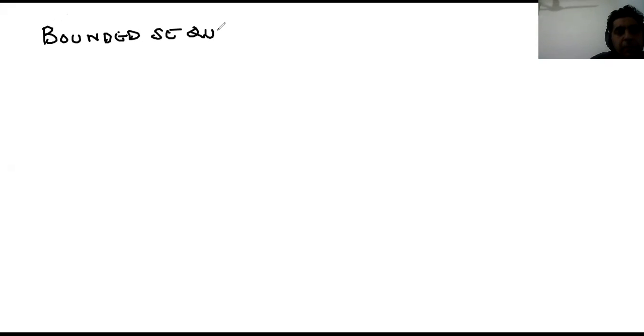Hello friends, today we'll start bounded sequence. Let's see what is bounded sequence. Bounded sequences क्या होता है? Let us see. Definition बोलते हैं पहले इसकी.